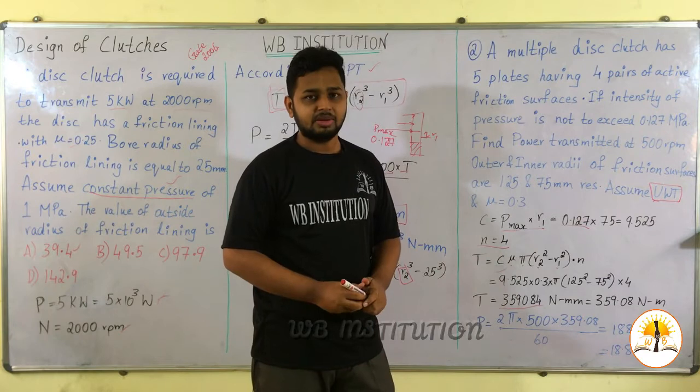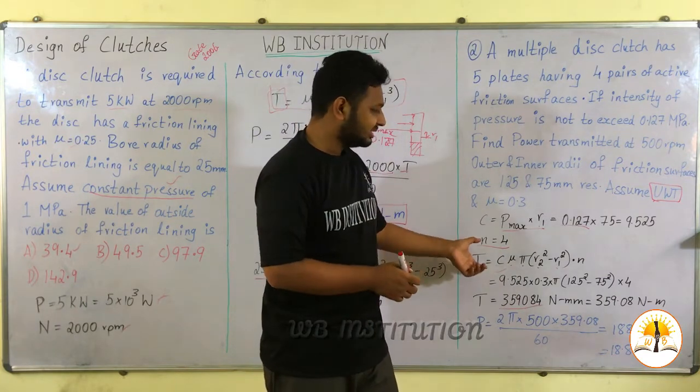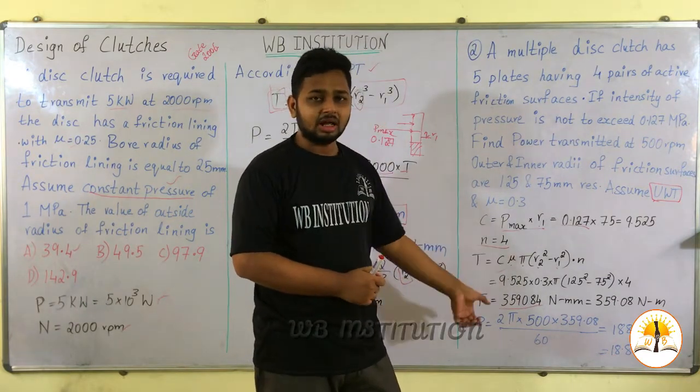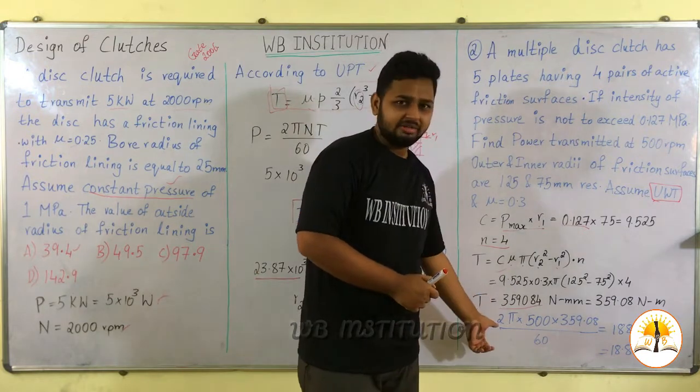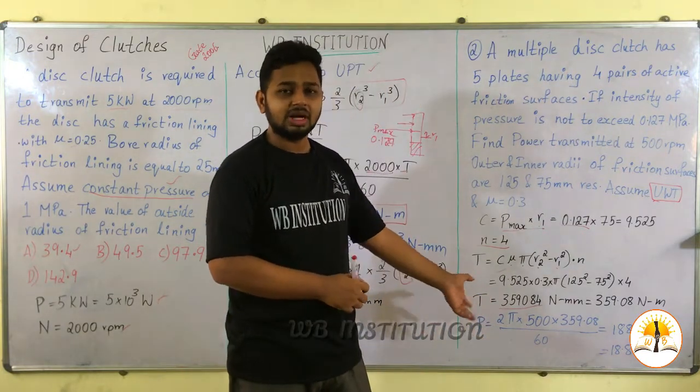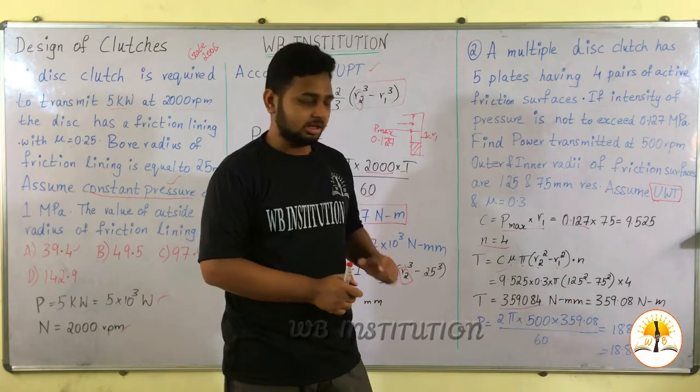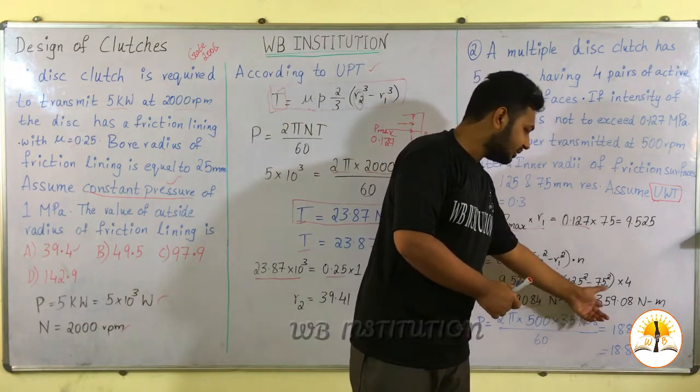The value results as 359084 Newton mm. We have converted all the units in terms of mm. For applying this torque in the power transmitted equation, we have to convert it into Newton meter, so we divide it by 1000.